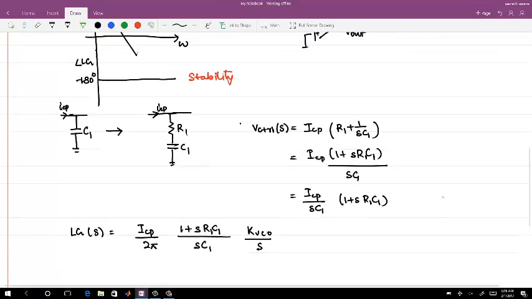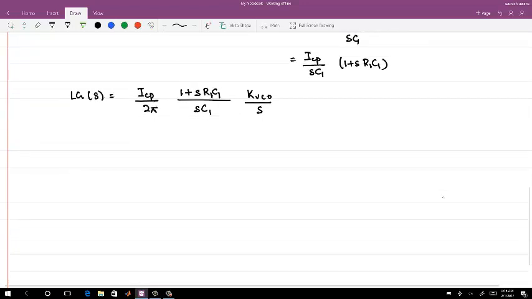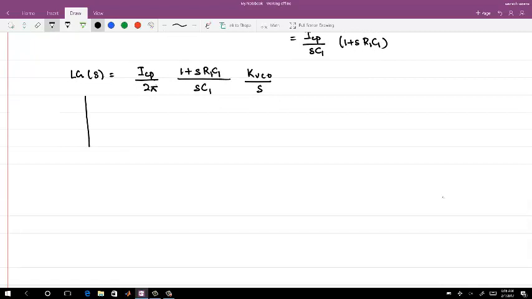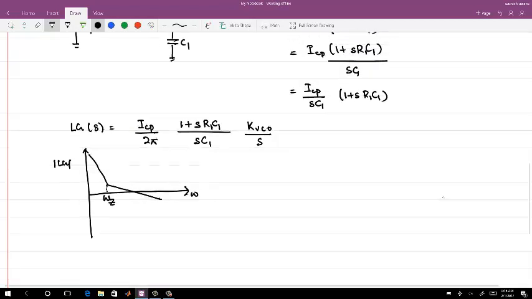Now for this particular loop gain, let me again do the Bode plot for the absolute value of the loop gain. I am still having two poles at 0, and then a zero at omega z, where omega z is equal to 1 over R1 C1, and omega p1 equals omega p2, which is 0.